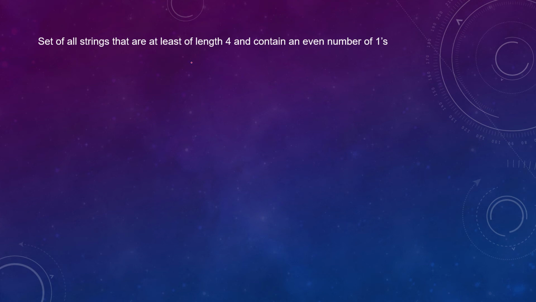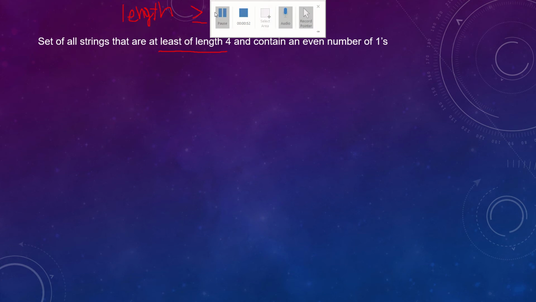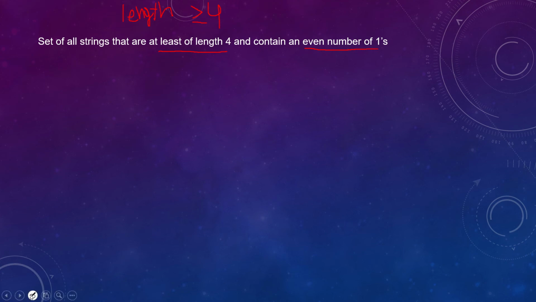So, this question has two conditions. One, the strings will have at least length 4. So, that means the strings can have length greater than or equal to 4 and will have an even number of ones. At first we will make a DFA for length equal to 4 and then we will handle the greater part. But at first let's focus on the length equal to 4, right?